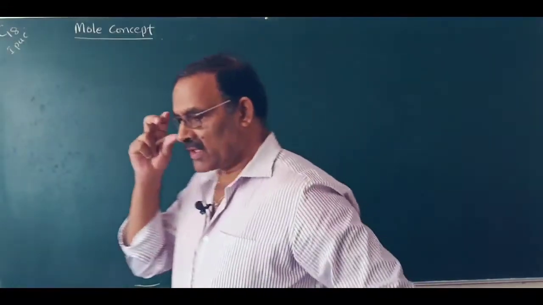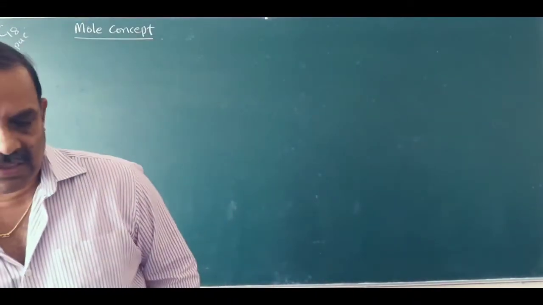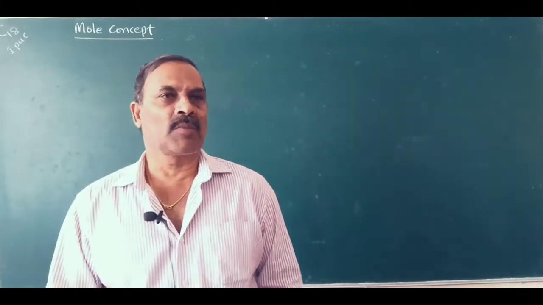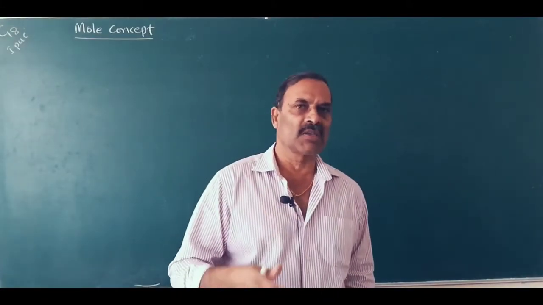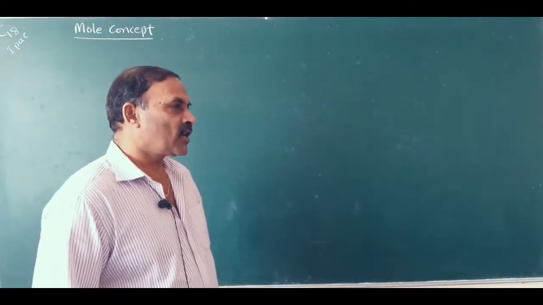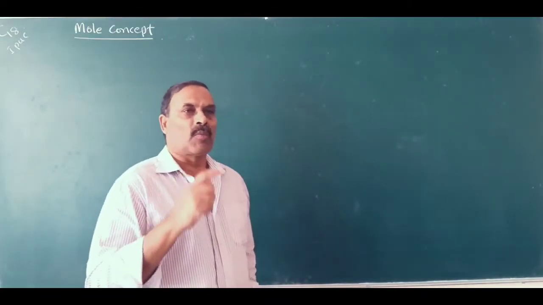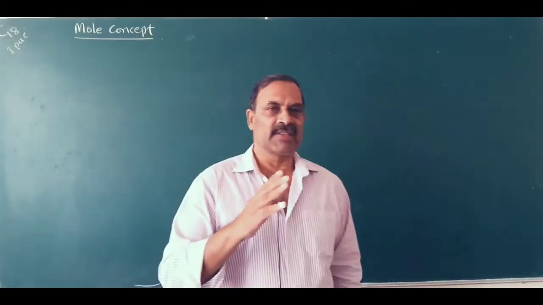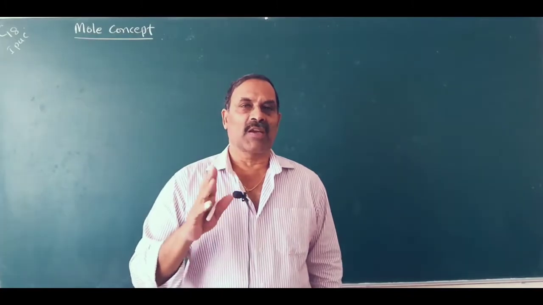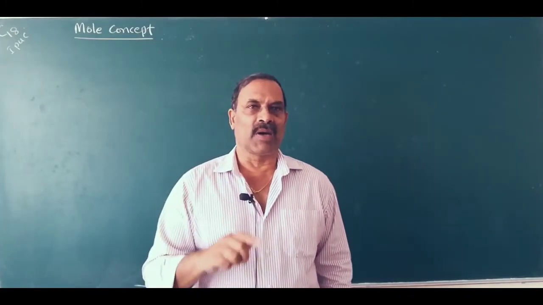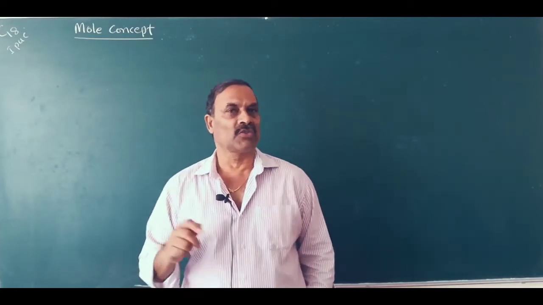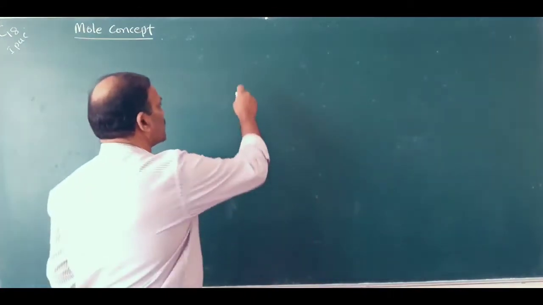So, dear students, in the last class we were studying atomic mass, gram atomic mass, molecular mass, gram molecular mass, etc. So, what is atomic mass or mass of an element? It is the ratio of average mass of one atom of an element divided by 1/12 the mass of one atom of carbon 12 isotope. So, what is atomic mass?